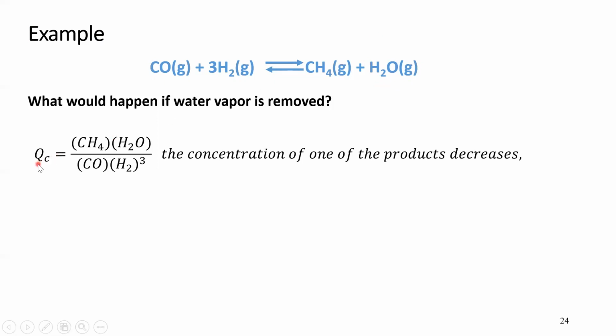Well, Q is the products over the reactants, each raised to the power of its coefficient in the balanced equation. And we're going to decrease one of the products. That means we're decreasing a number that's in the numerator. Well, if we decrease a number that's in the numerator, think about what that will do to Q.